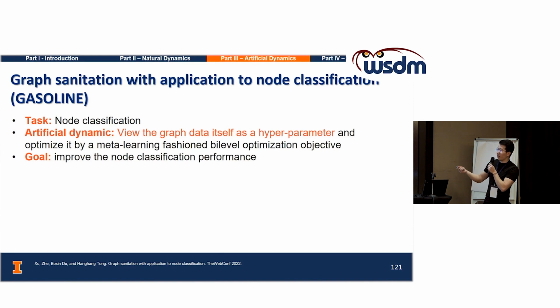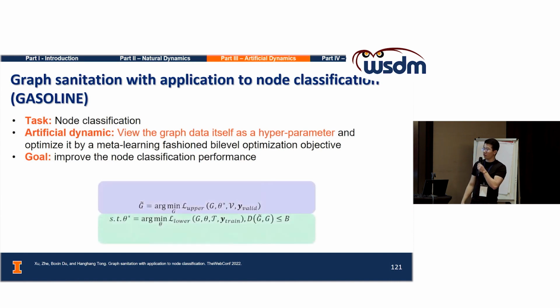And more specifically, we form it as a bi-level optimization problem under the umbrella of meta-learning. And our goal is to improve the node classification performance. So it is very direct. Our goal is to improve the node classification performance, and guided by this through our paper. So the objective function is as follows. This is a bi-level optimization problem.